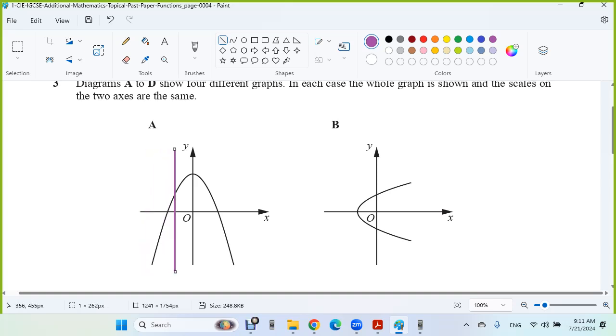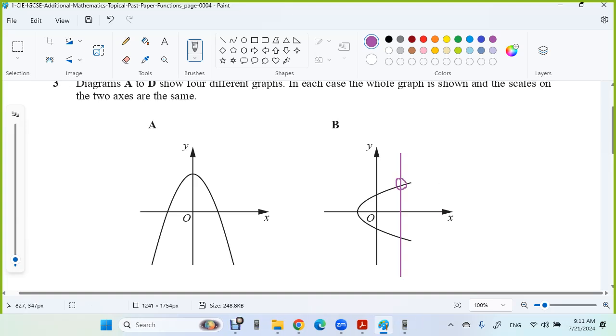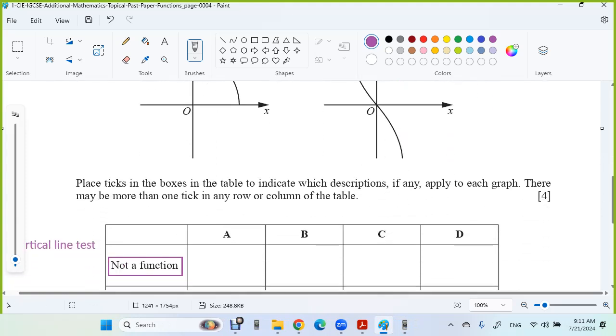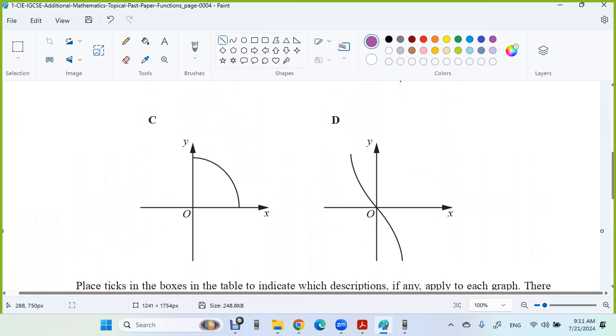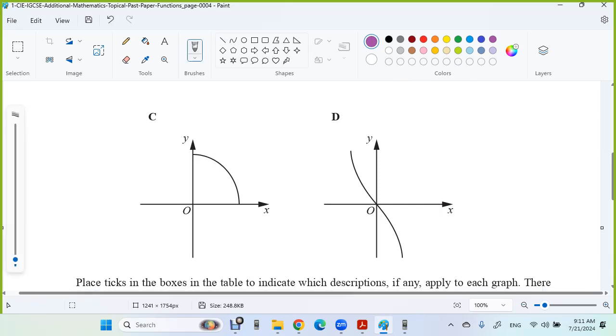from behind going to the front. All along, if we touch one point only, then it is a function. If it touches two points at the same time, then this is not a function. So B is not a function. And then for the others, the vertical line goes all along and touches one point only, so A, C, D are all functions.